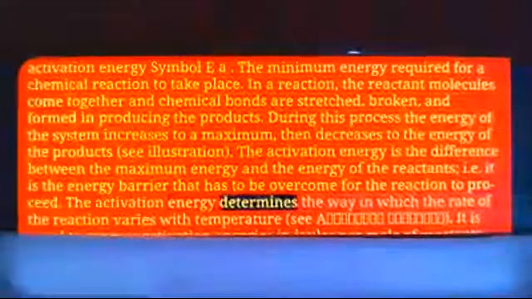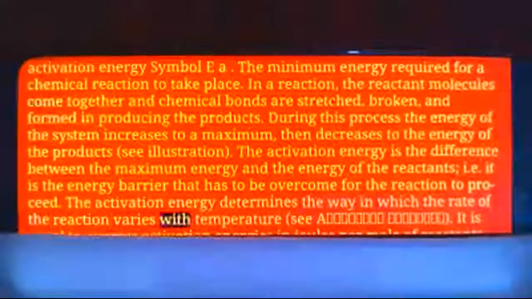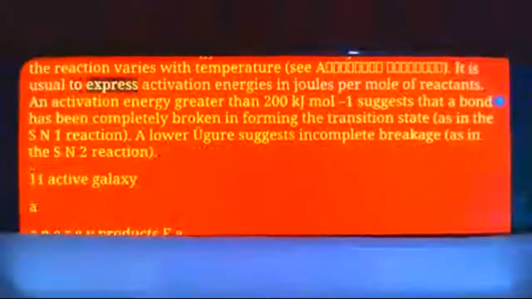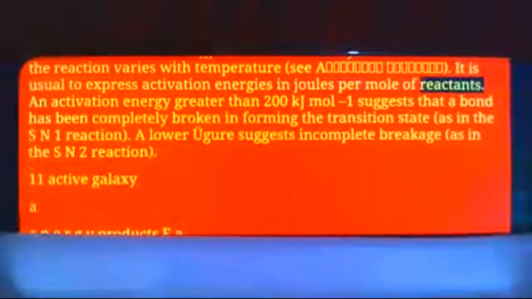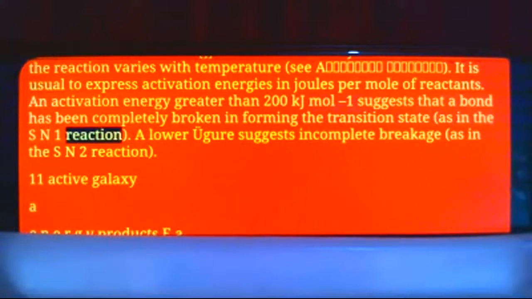The activation energy determines the way in which the rate of the reaction varies with temperature. See Arrhenius equation. It is usual to express activation energies in joules per mole of reactants. An activation energy greater than 200 kilojoules per mole suggests that a bond has been completely broken in forming the transition state, as in the SN1 reaction. A lower value suggests incomplete breakage, as in the SN2 reaction.